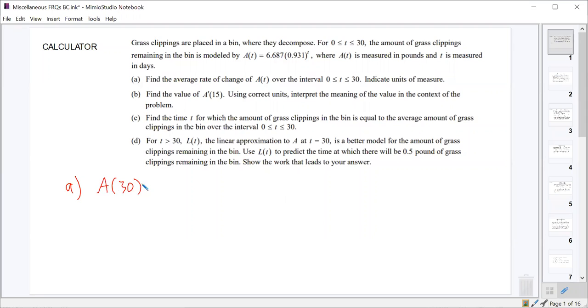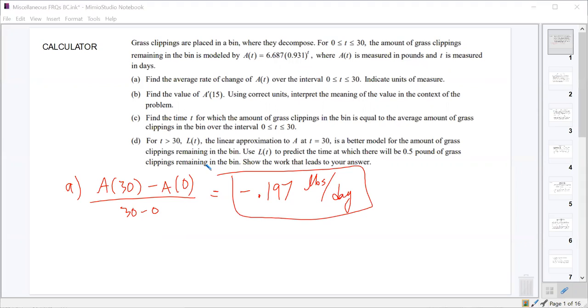So A of 30 minus A of 0 over 30 minus 0. And obviously, you'll use your calculator to figure out what 0.931 to the 30th is and multiply it by 6.687. According to the answer key, the scoring guidelines, it comes out to be negative 0.197. And they want us to indicate units of measure. A of t is pounds, t is days. So we're doing pounds divided by days, or pounds per day. And that incredibly difficult part was worth 1 point.